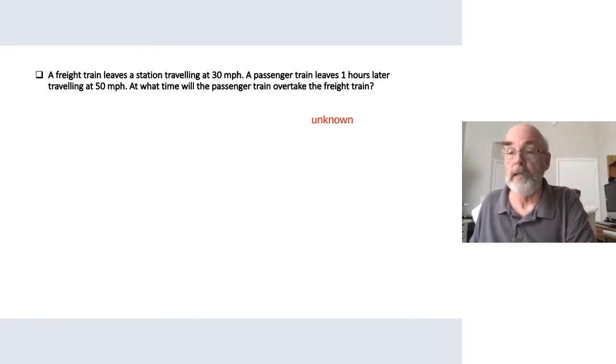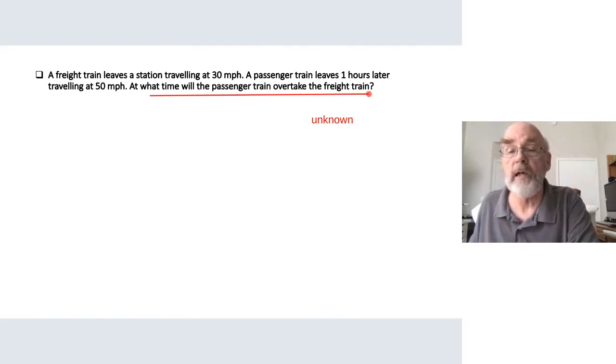Well, I'm going to underline some things, so just take a look at it. And if I don't wait for you to answer, that's okay. I just want you to have time to think: what are we trying to find? What's the question? At what time will a passenger train overtake the freight train?